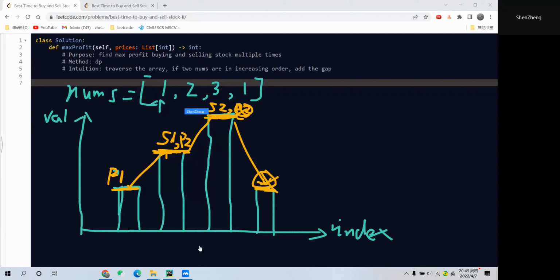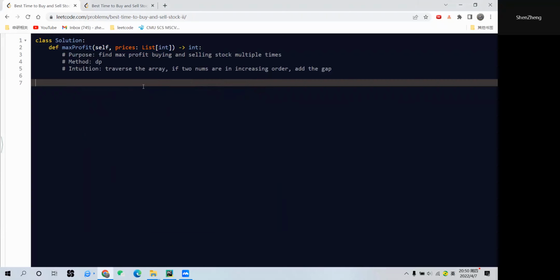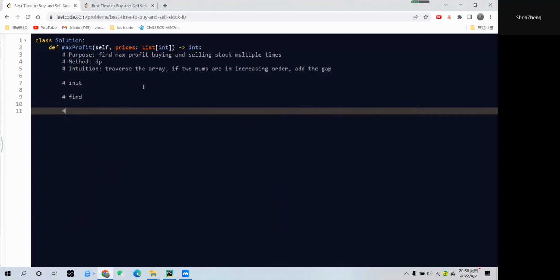Okay, and the final thing is to add up all the profit. So you see the profit from here to here is 1, right? And the profit from here to here is also 1. So 1 plus 1 is 2, and we just return 2 as our maximum profit for making these multiple transactions. Okay, I hope my graphical explanation makes sense. So now let's dive into the coding part.